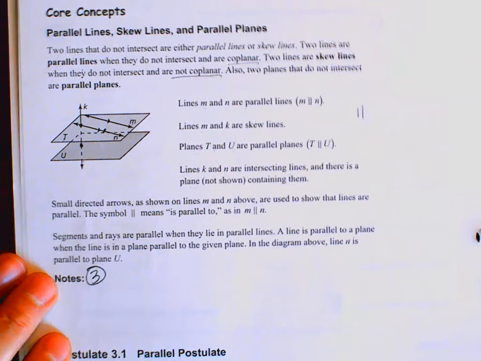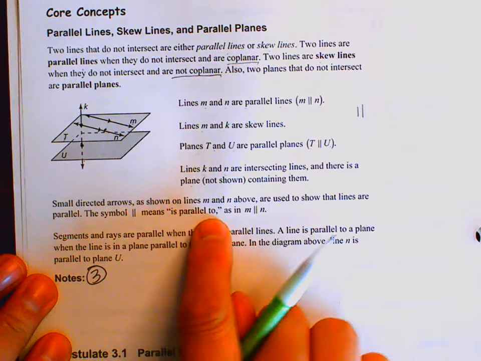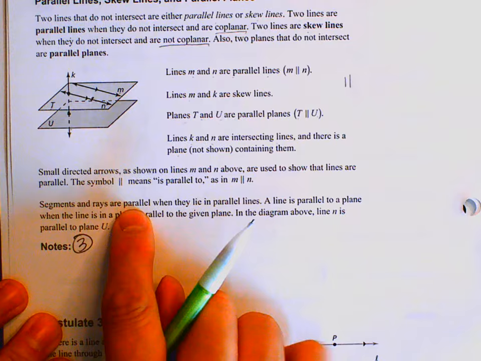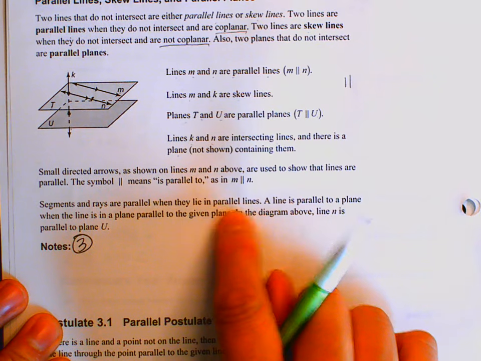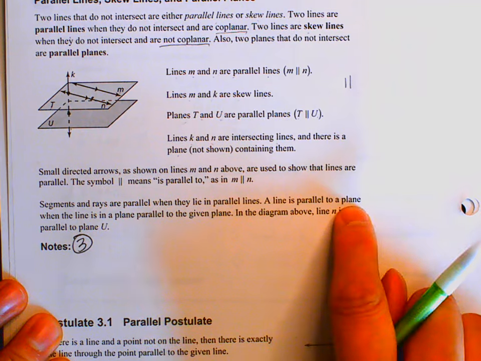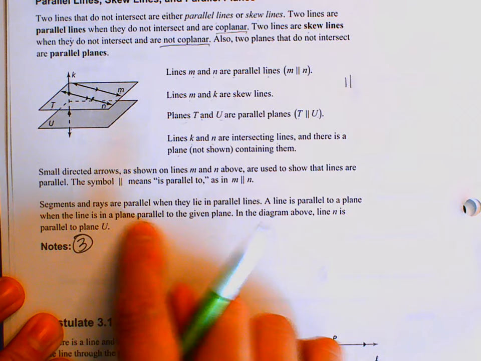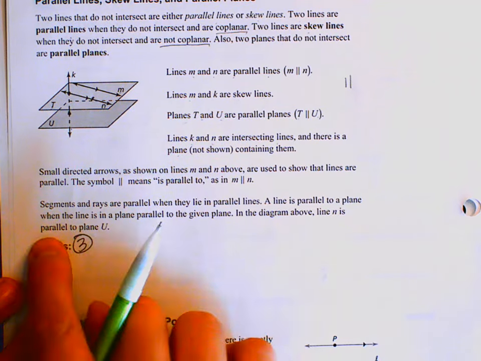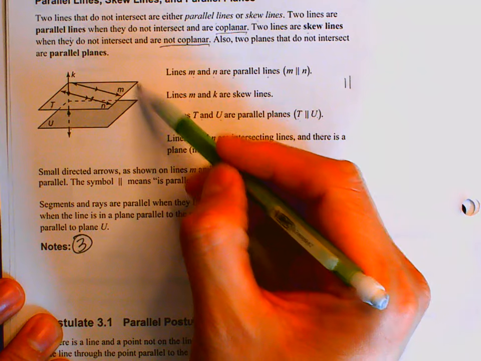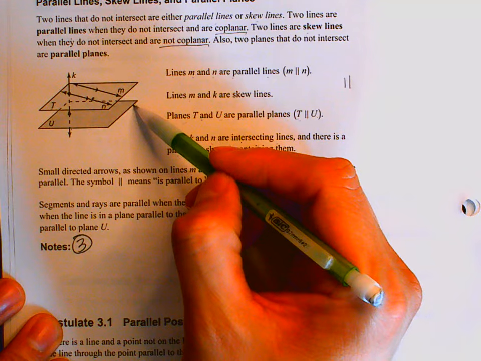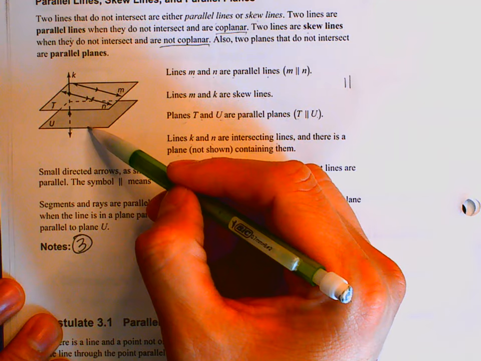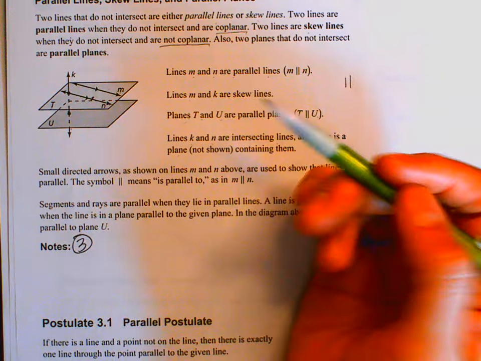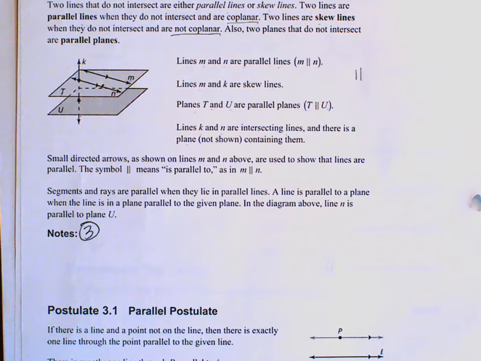So our symbol right here means is parallel to. Now, segments and rays can be parallel when they lie in parallel lines. A line is parallel to a plane when the line is in a plane parallel to the given plane. In the diagram above, the line N is parallel to plane U. So in other words, if these two planes are parallel, and there is a line on this plane, it is parallel to that plane. It just takes a little while for you guys to be able to see all the visuals.